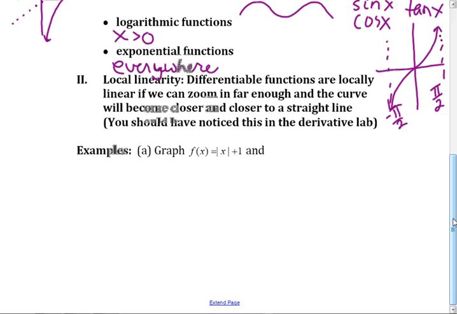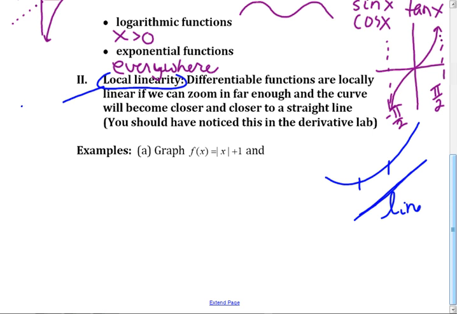Okay. Local linearity. Differentiable functions are locally linear if we can zoom in far enough and the curve looks like a straight line. So when you did that lab, you zoomed in on this curve and got really close to 2 points, and the actual curve looked like a line, didn't it? That's what you mean by local linearity. So that's if you zoom in. You should have noticed that in the derivative lab. That was really the main idea there. So it's actually very nice. If you stay close enough to wherever that point is, you can use that line to approximate your function.